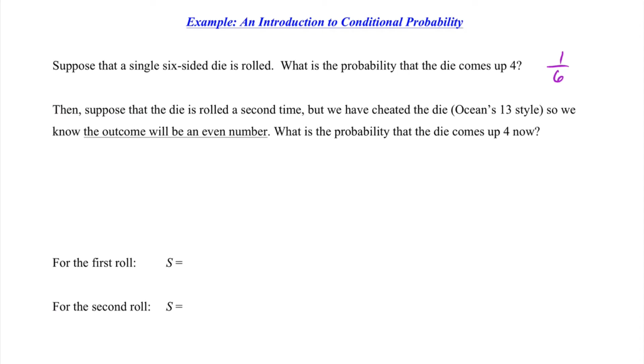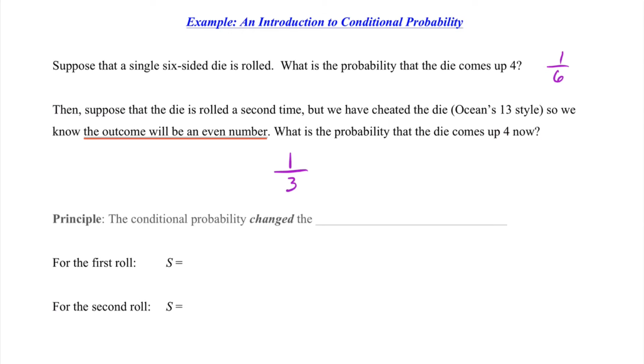Now suppose that the die is rolled a second time, but we have cheated the die, so we know the outcome will be an even number. What is the probability that the die comes up 4 now? The big deal is that we know the outcome will be an even number. If that's the case, instead of 6 options, we have only 3 options. We still only have one 4 on the die. However, instead of 6 possible sides, we only have 3 possible sides that will occur, so the probability would be 1 over 3.